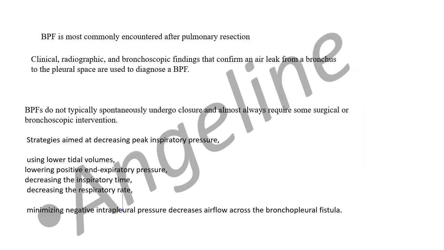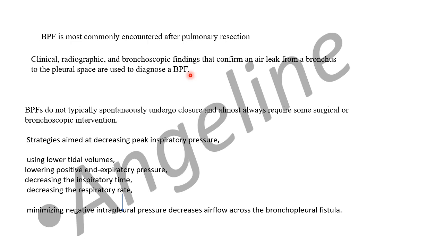Okay, so this is a bronchopleural fistula. That means the pleural cavity is communicating with a reasonably sized bronchus. Not a small alveoli, but a reasonably sized bronchus. So bronchopleural fistulas are encountered after pulmonary resection, where you are likely to incise a major bronchus. Now, the clinical, radiographic and bronchoscopic findings that confirm an air leak from a bronchus to the pleural space are used to diagnose a bronchopleural fistula.